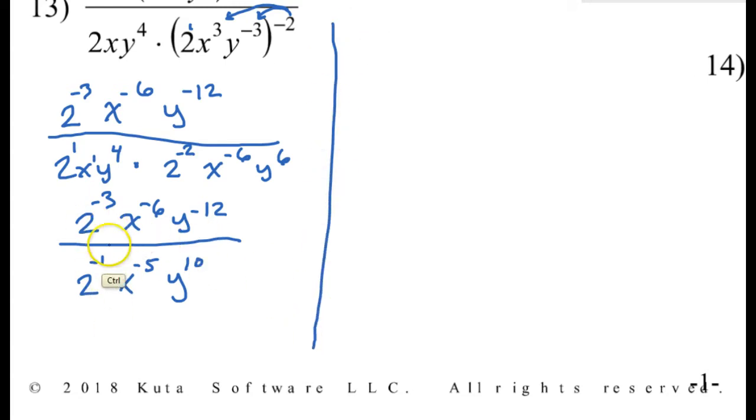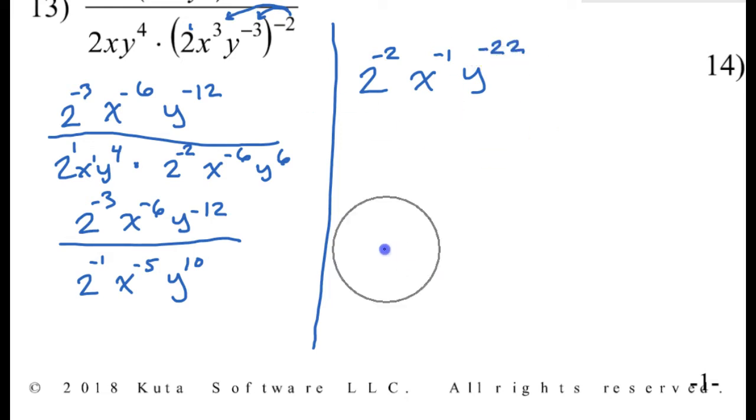I'm going to divide by subtracting exponents. So what I have is 2 to the -3 minus -1. Be careful. When you subtract a negative, you are adding. So I'm really doing -3 plus 1. So that's going to be -2. Now with the x's, I have -6 minus -5. Do you hear that double negative? This is really -6 plus 5. So that's going to be -1. Now the y's: -12 minus 10. So that's going to be -22. So this is what I have right now.